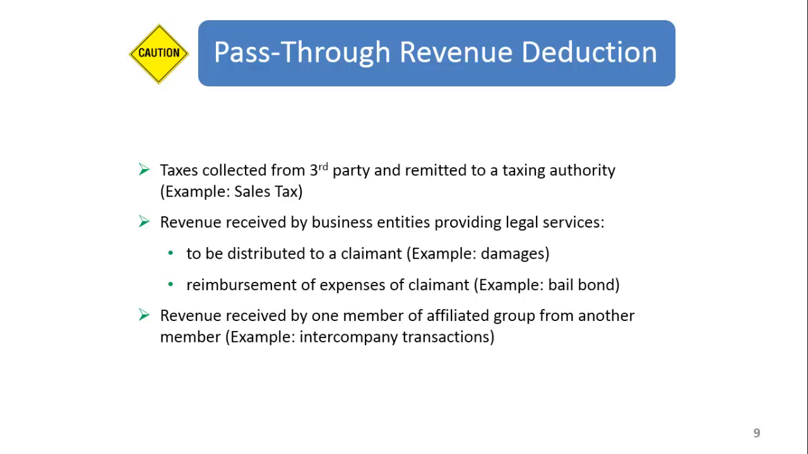Revenue received by one member of an affiliated group from another member. The example we provide is intercompany transactions. For commerce tax, an affiliated group is a group of two or more businesses that are commonly owned or controlled either directly or indirectly by 50% or more. Since the revenue between affiliates is 100% deductible, this amount does not need to be reported on the commerce tax return. For a more detailed definition, please refer to the commerce tax law for the statutory definition of pass-through revenue.